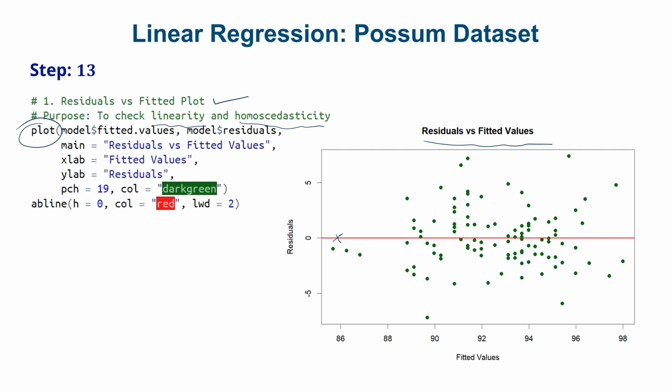and confidence intervals. In our case, the residuals versus fitted plot shows a fairly random scatter of points centered around the red zero line. There is no clear curvature or systematic pattern, which suggests that our linear model is appropriate for capturing the relationship between total length and head length in possums.